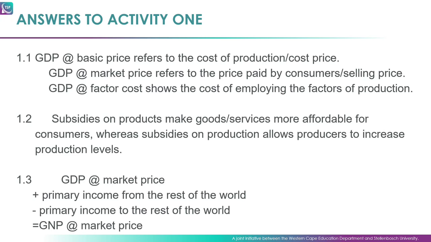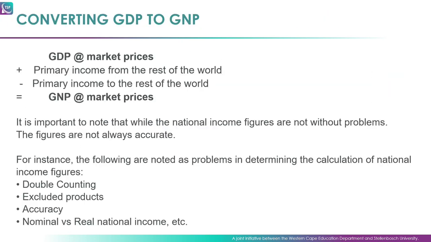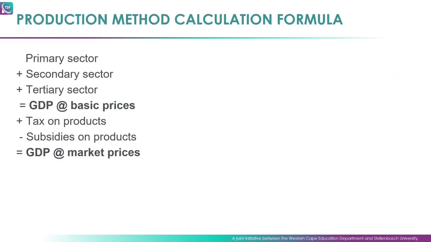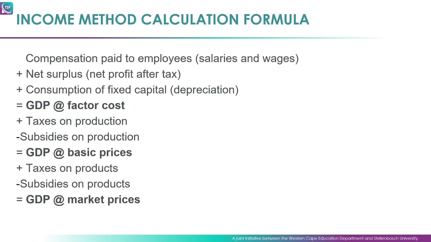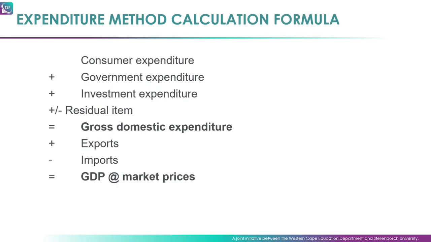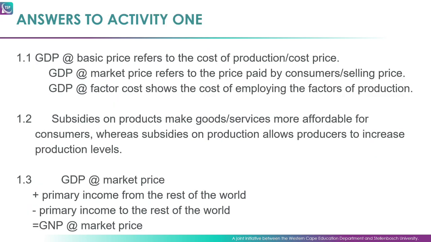Right, before we move on to the next one, I just want to have a quick look at the layouts very quickly, right? For the production method, we're dealing with the sectors of the economy. With the income method, we're looking at the factors of production. And with the expenditure method, we are dealing with what is being spent by the participants within the economy. Because the next activity 2 deals with the actual calculations now. That's why I just needed to go back.